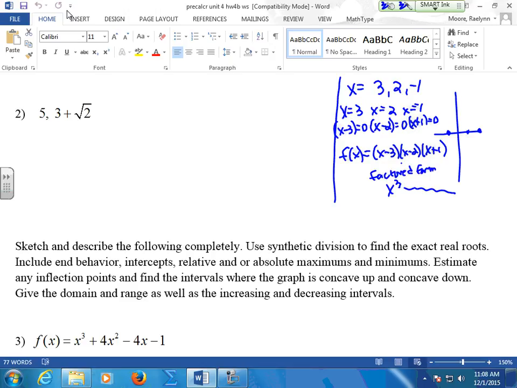A nice way to check this is to see, is this what it's giving me? Do I kind of see my graph going like this? Do I see it passing through those points? Because you gave me the factors, yeah, you will.